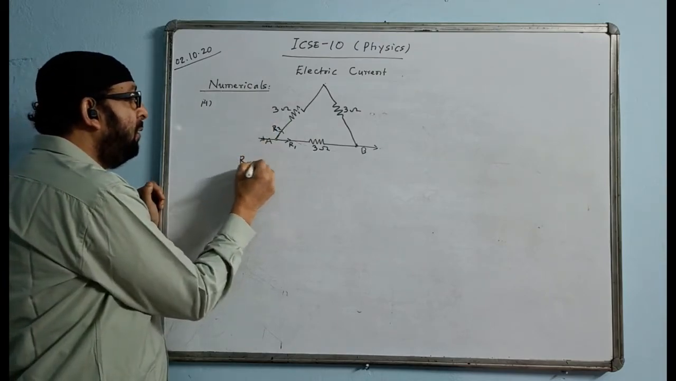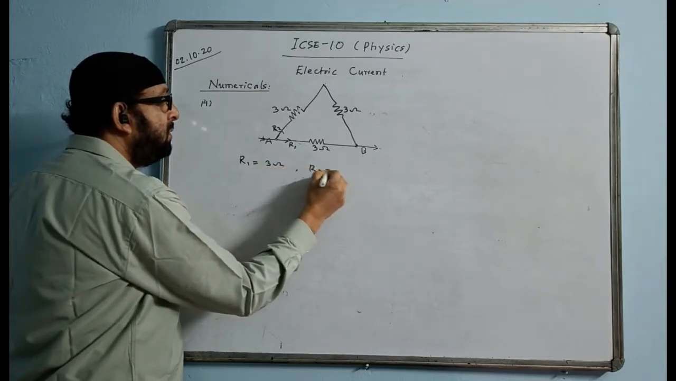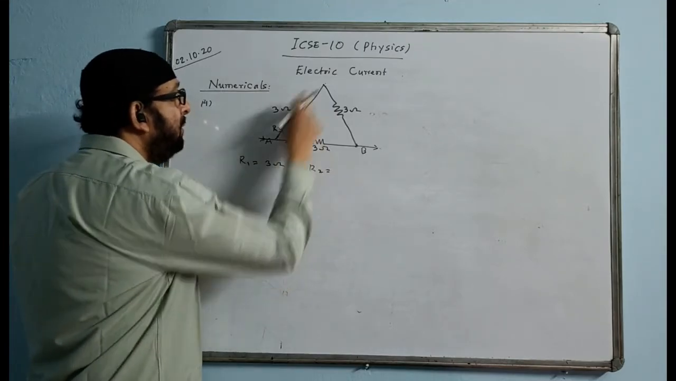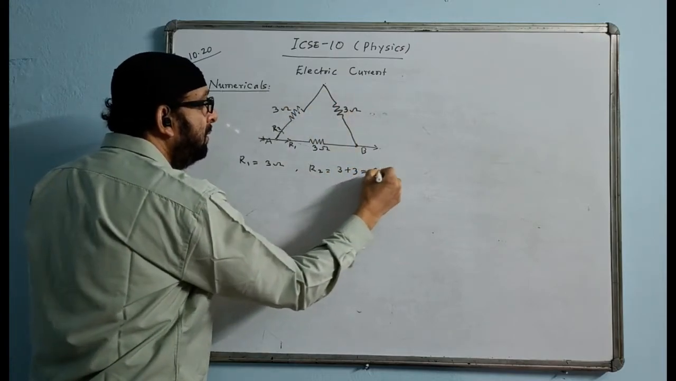I get the R1 value. R1 value is 3 ohm because it is single only, alone. R2 value is coming 3 plus 3. These two are in series, so I am using the series formula, 3 plus 3. The answer is 6 ohm.